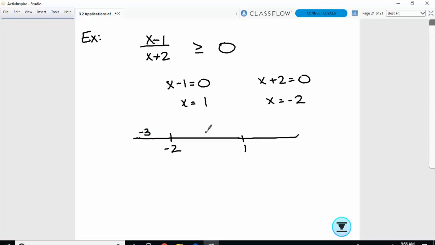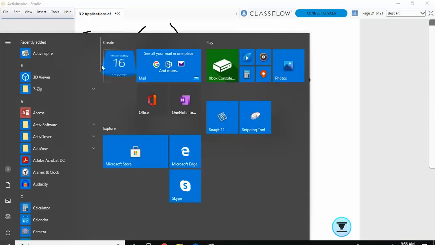Some of you like to plug in numbers, and if you do, you're putting them into this fraction right here. So negative 3 minus 1 is negative, negative 3 plus 2 is negative, and negative divided by negative is positive. Put in a 0, negative over positive is negative. Put in 2, positive over positive is positive.